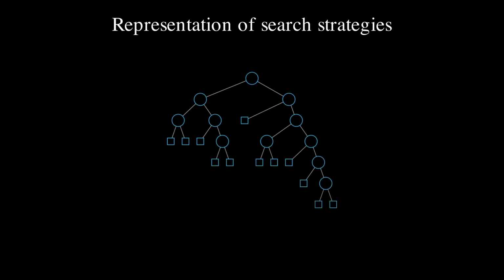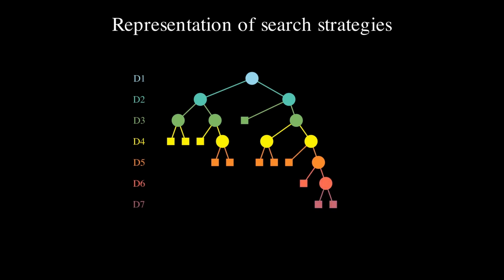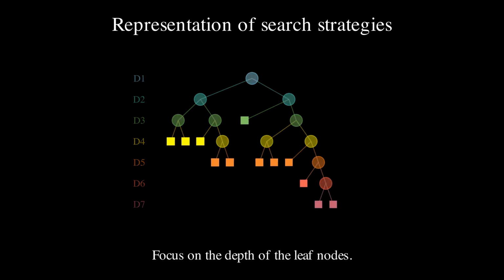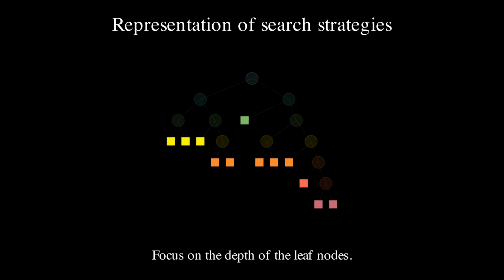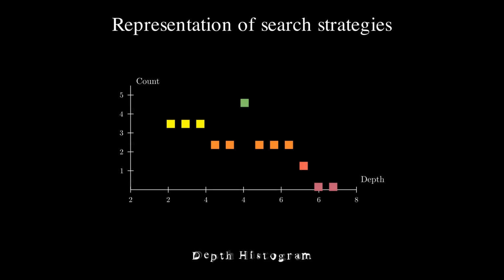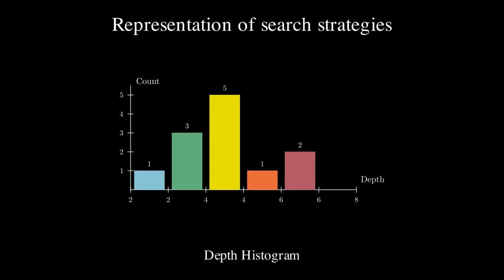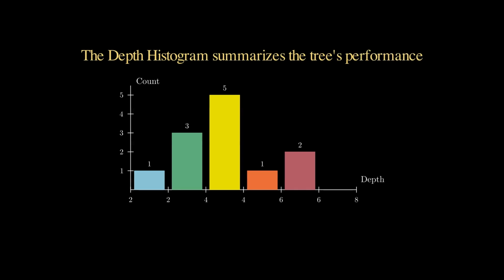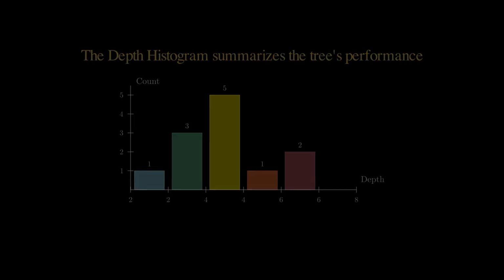Let's think about the question. What's the best way to represent a strategy? Clearly, the list of leaf node depths is enough to evaluate the performance of the strategy. We can group and reduce them to a histogram. Let's call this the depth histogram. This serves as a compact summary of the original strategy tree.